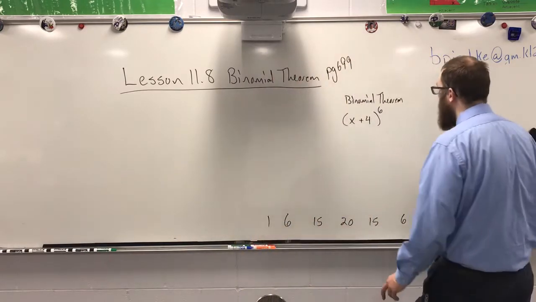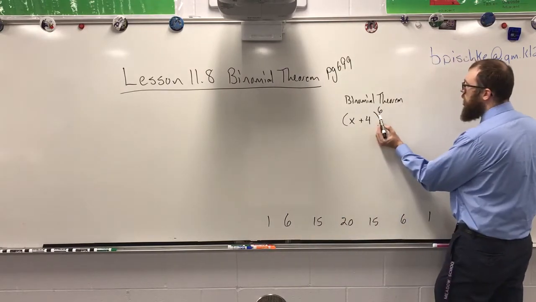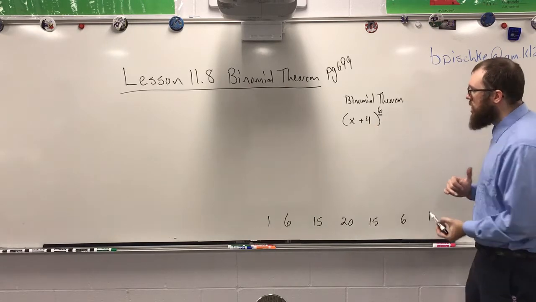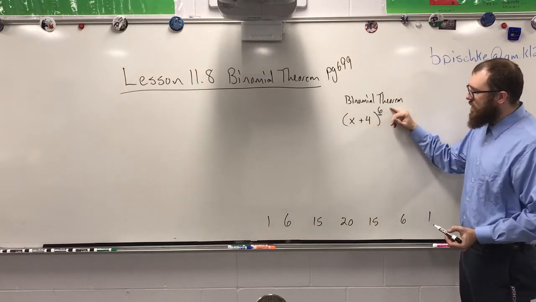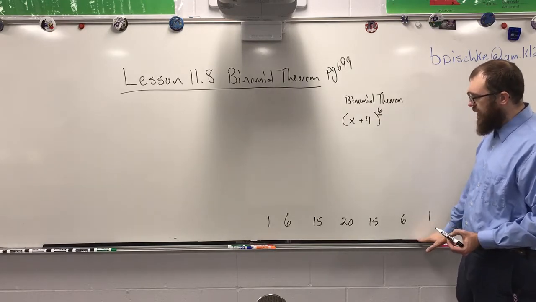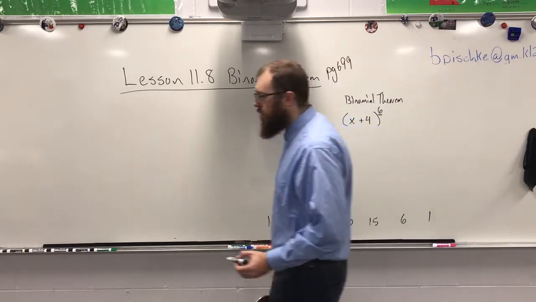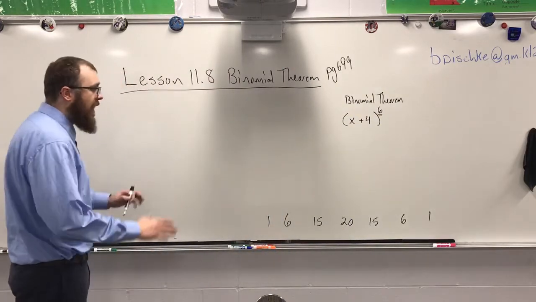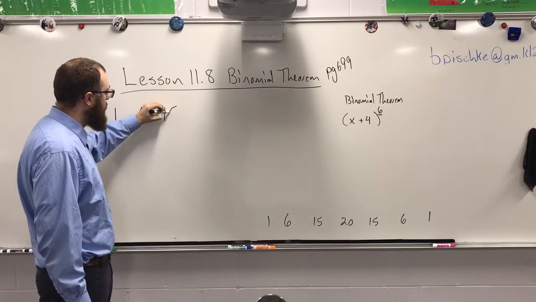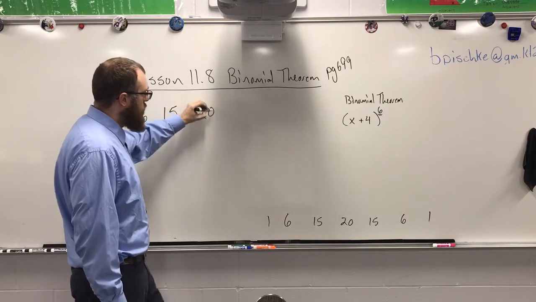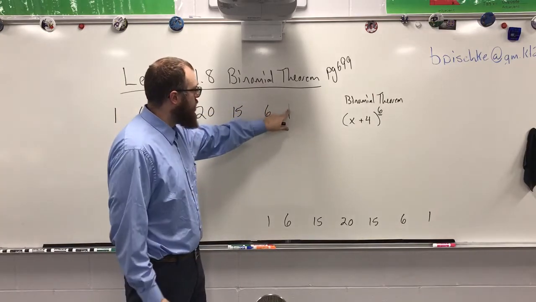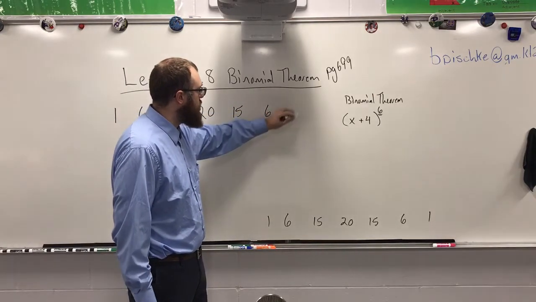The row we want to go to is the row that corresponds with our power. Our power is 6, so we're going to go to row 6, which I've already laid out here, but I'm going to move up over to the side. Now I created Pascal's triangle to find row 6. You can just copy row 6 down from Pascal's triangle.